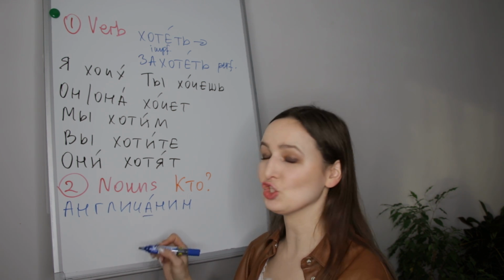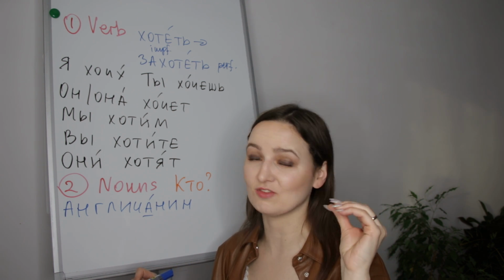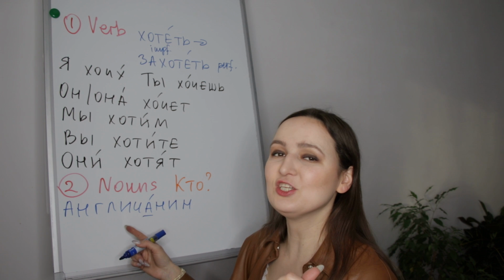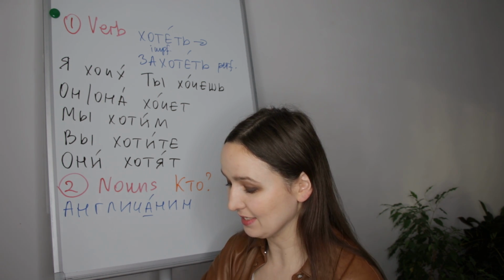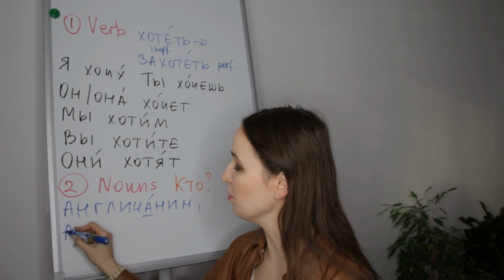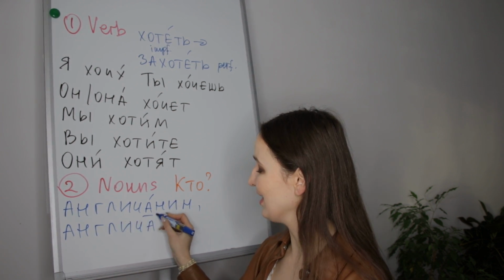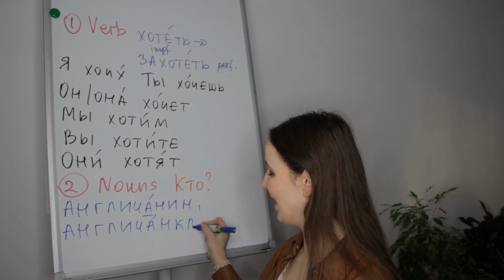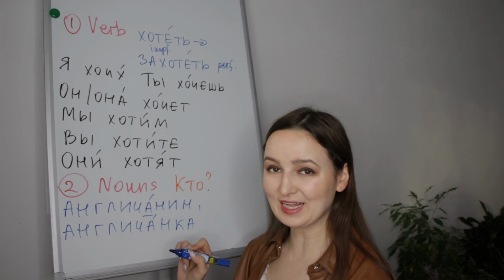Англичанин. Pay attention to the stress. It's very important to stress the correct letter in Russian language. Англичанин. Englishman. Англичанка. English woman. Англичанка.